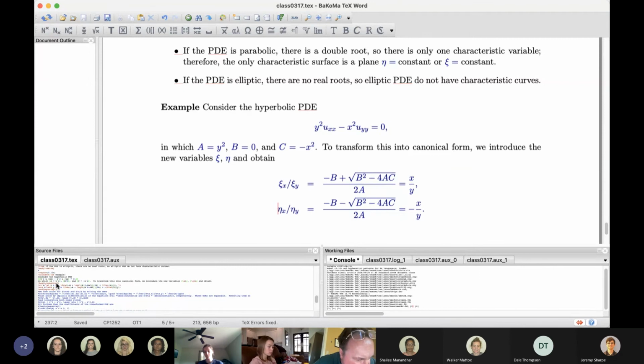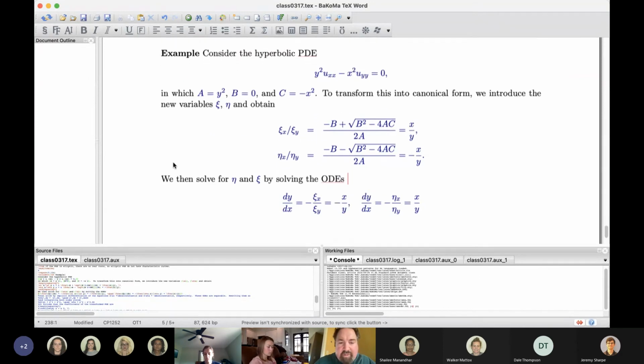So then we have these ODEs to solve. So really jump to this ODE: dy/dx is minus x over y, and then dy/dx is x over y. Now these ODEs are separable.